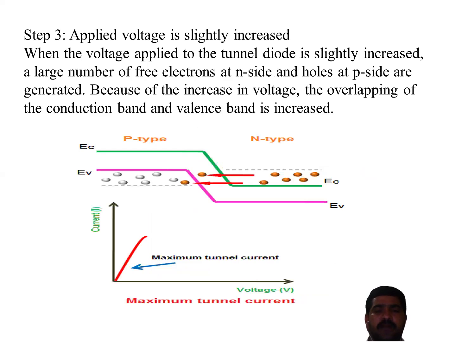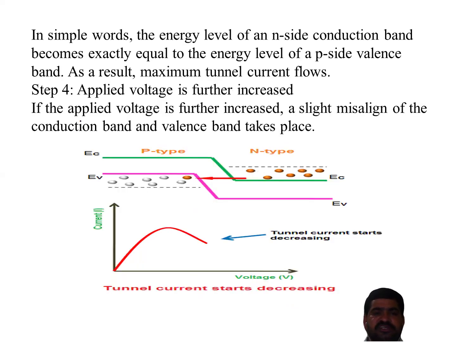Whenever the applied voltage of the tunnel diode is slightly increased, a large number of free electrons at the N side and holes at the P side are generated. Because of the increase in voltage, the overlapping of the conduction band and valence band increases. In simple words, the energy level of the N-side conduction band becomes exactly equal to the energy level of the P-side valence band. As a result, maximum tunnel current flows.